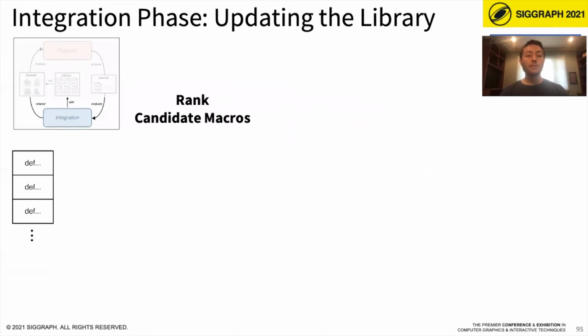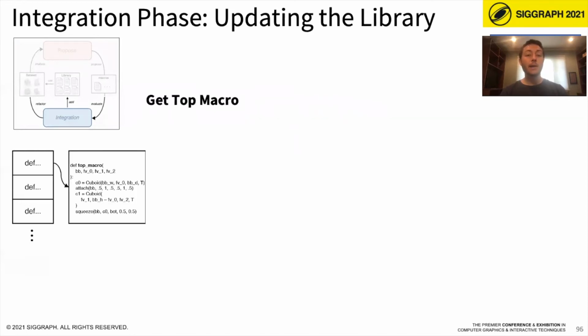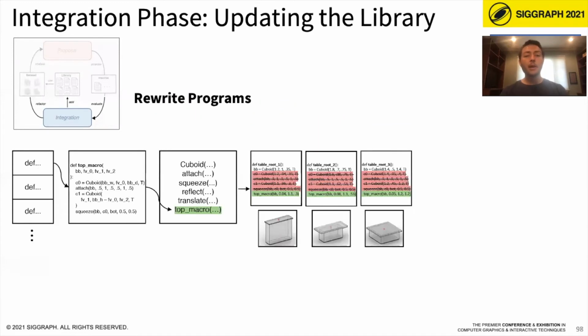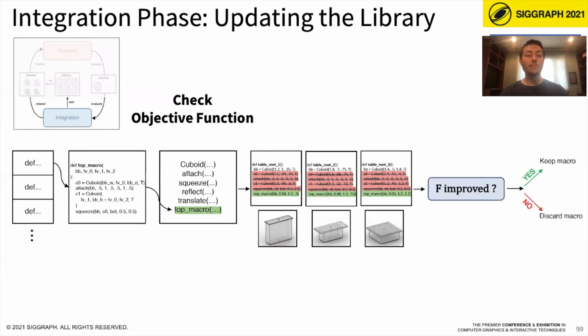The integration phase decides which candidate macros should be added into the library according to the objective function. First, the integration phase heuristically ranks the large set of candidate macros according to an estimate of how much each macro is likely to improve the score of the objective function. Then, the top-ranked macro is removed from the candidate set and combined with the current version of the library. Under the new library version, ShapeMOD searches for the best program rewrite for each program in the dataset in order to minimize the value of the objective function.